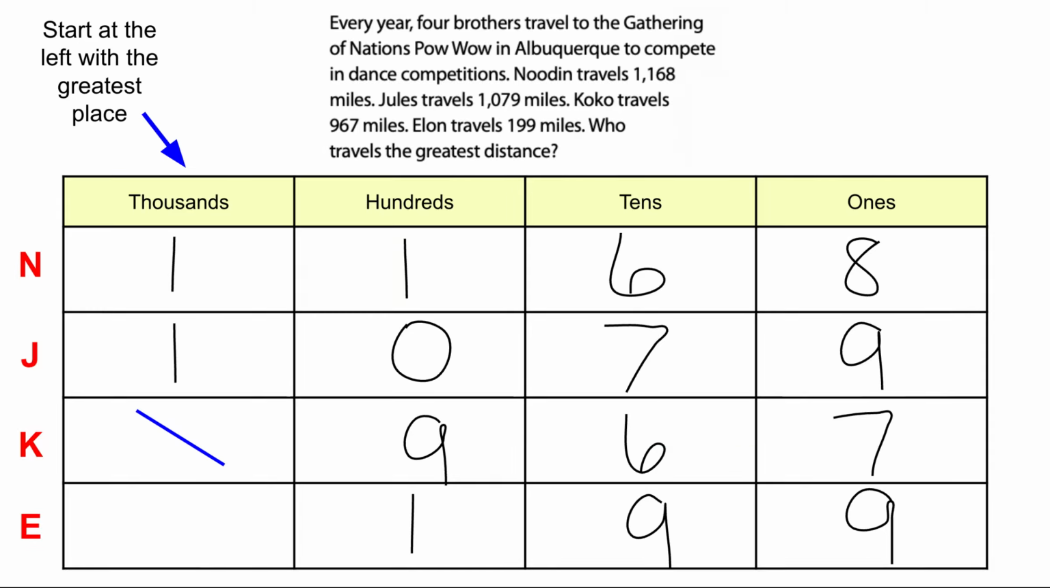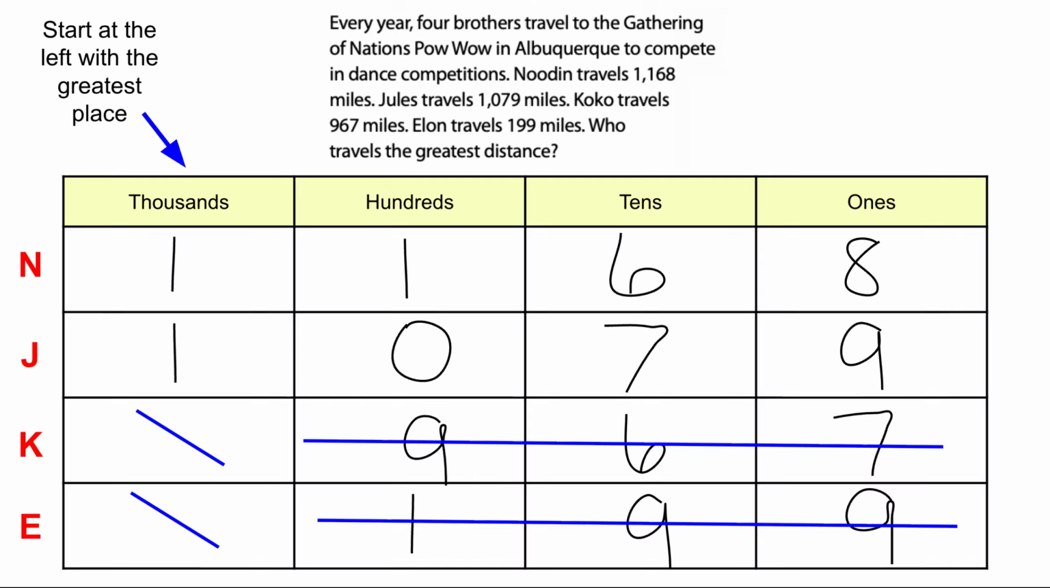So we know that Coco doesn't even have anything in the thousands, so that can't be the greatest. Same with Elon, there's no thousands. So we can go ahead and mark those out. Then we look at the top 2. We look at the thousands.